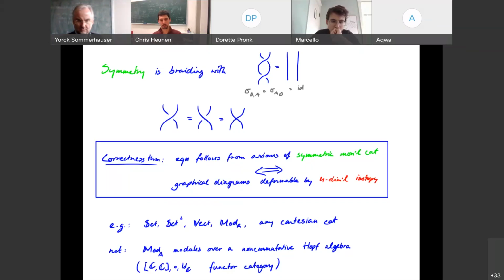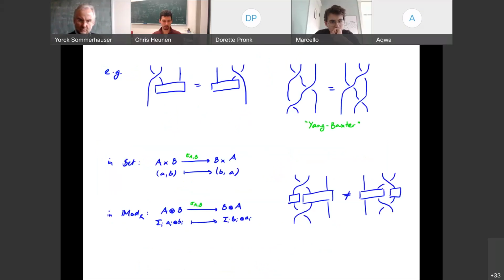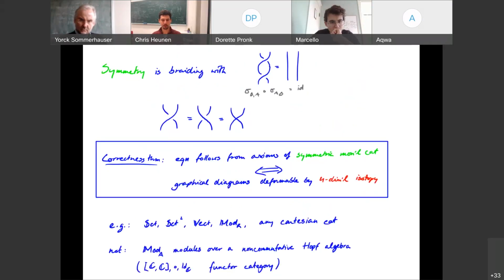So actually, most of the examples we saw already are not just braided monoidal categories, but actually symmetric monoidal categories. For example, Set, that we saw on the previous page. Swapping A and B is the same as the inverse of swapping B and A.